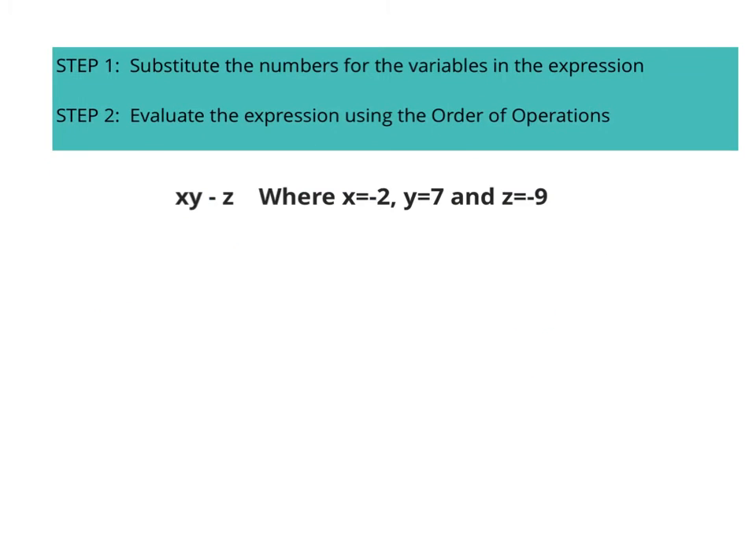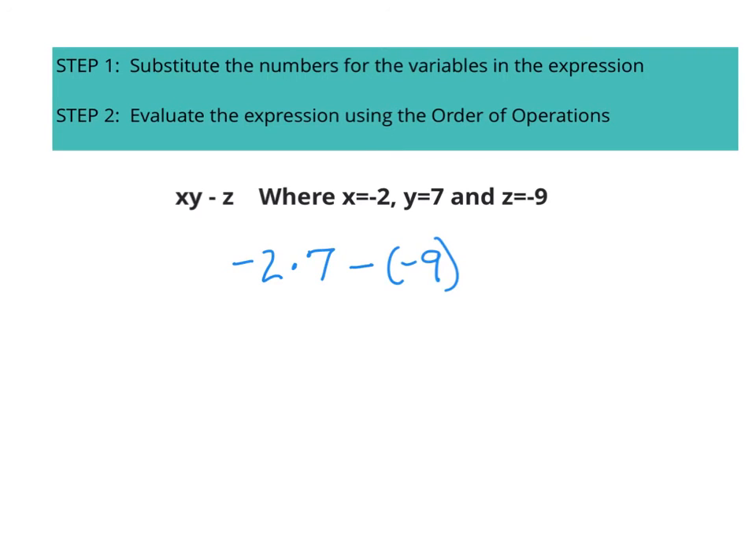Okay, this one is a much larger problem because now I have 1, 2, 3 variables that have to get plugged into this expression. So x is negative 2, y is 7, and z is negative 9. So I'm going to plug those in that order, and I'm going to rewrite my expression as negative 2 times 7 minus, I'm going to put parentheses, negative 9.